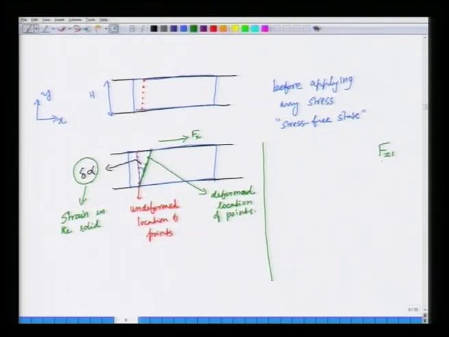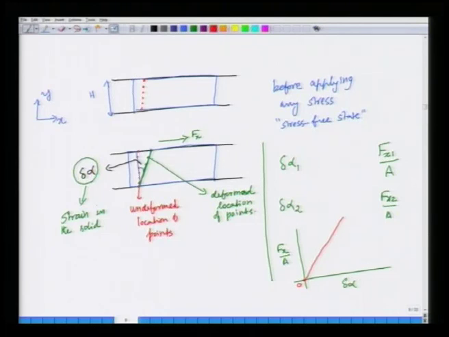So, suppose you apply a force Fx1 over an area, and you measure the deflection delta alpha. If you apply Fx1, you find a deflection delta alpha 1, and for Fx2 you find some other deflection delta alpha 2. If you were to plot all this, you will find that Fx by A is proportional to delta alpha. You will get a straight line. When there is no force, there is no delta alpha, so it starts at 0. It is linear, directly proportional.